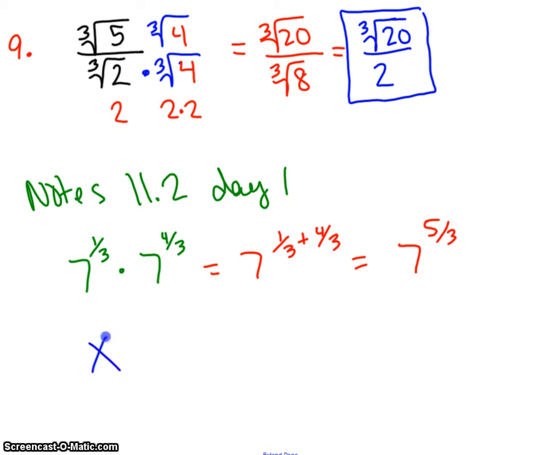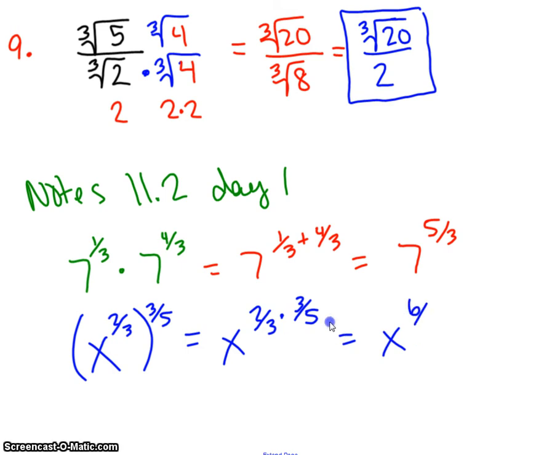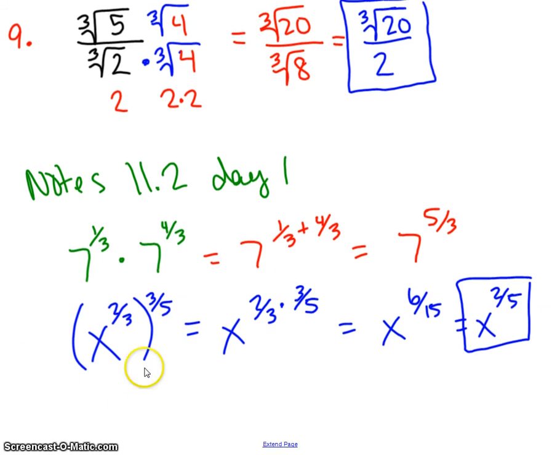You'll also have a problem where it's, let's say, x to the 2/3 and to the 3/5. For that, you'll multiply the exponents. When you multiply the exponents, you do not need common denominators. You just multiply top to top. So it'll be 6, bottom to bottom, 6 over 15, which you could reduce to 2 over 5.